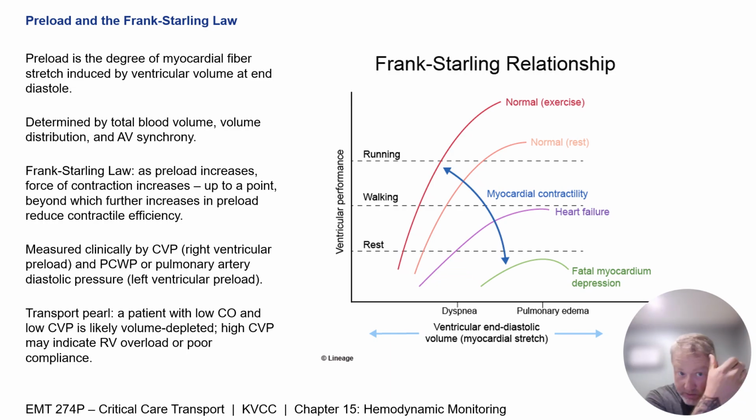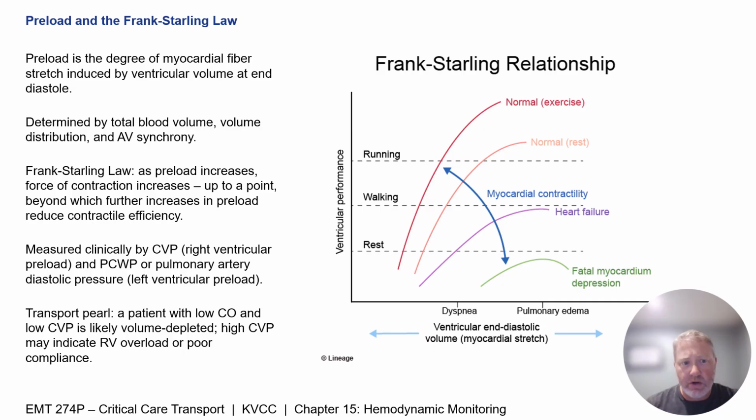Preload is related to the Frank-Starling law. So preload describes the ventricular stretch at the end of diastole and is often estimated with filling pressures such as CVP or central venous pressure on the right side, and then wedge pressure on the left side. Wedge pressure, PCWP, that's pulmonary capillary wedge pressure, that is on the left side.